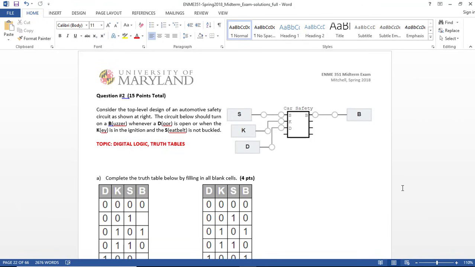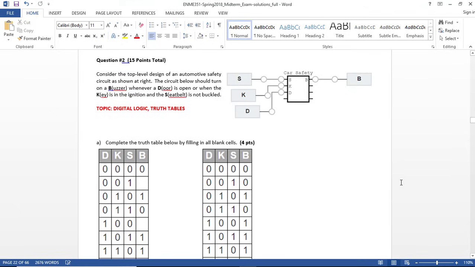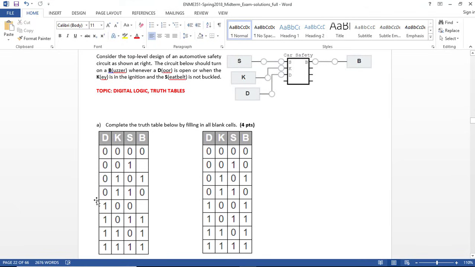You have this automotive safety circuit, and the buzzer should turn on. So the buzzer should be high, or 1, whenever a door is open, or when the key is in the ignition and the seatbelt is not buckled. So whenever the door is open, whenever there's a 1, the buzzer should be a 1. If you notice the completed truth table here, anytime the door is open, a 1, the buzzer will be a 1. The buzzer will be on.